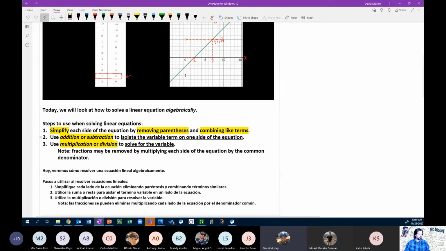Then step 2, use addition or subtraction to isolate the variable term on one side of the equation.